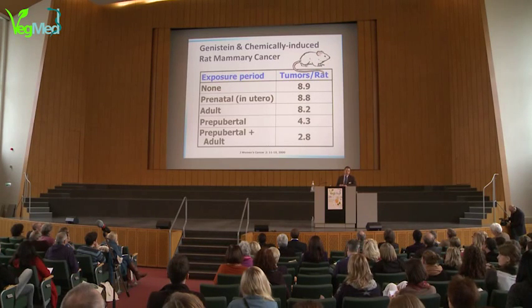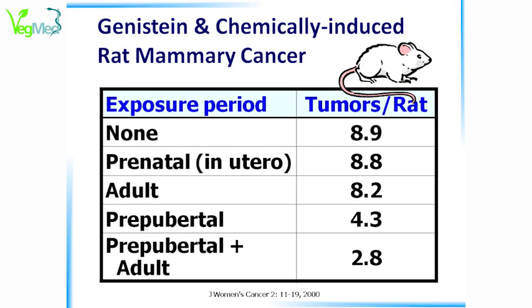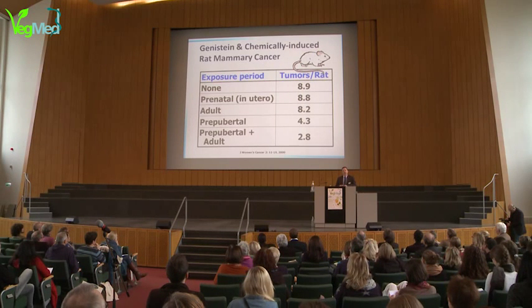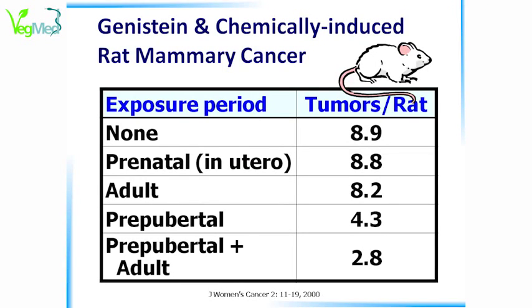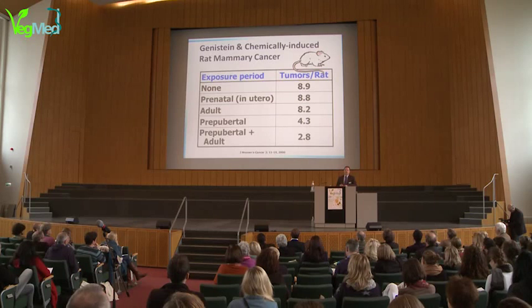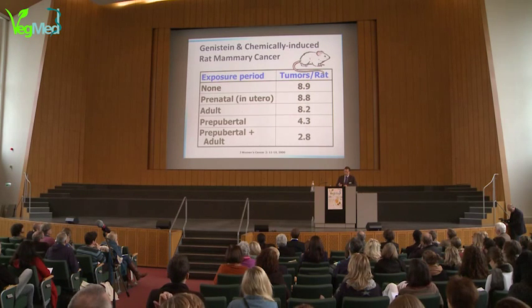Remember, genistein is the main isoflavone or plant estrogen in soy. When genistein is given to adult animals, there is no protective effect. You can see that the number of tumors per rat when genistein is given to adults is 8.2. That's the same number of tumors when no genistein is given to animals. However, when genistein is given to animals when they are 3 weeks old, for just a couple of weeks, the number of tumors is reduced by 50%. When those same animals are also given genistein during adulthood, tumor number is reduced by another 50%. So the key is exposure to genistein early in life.